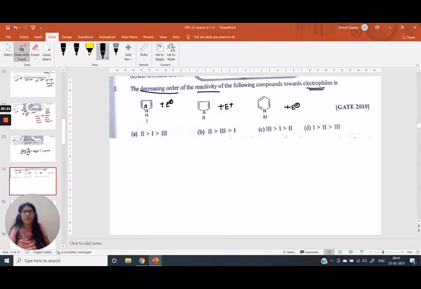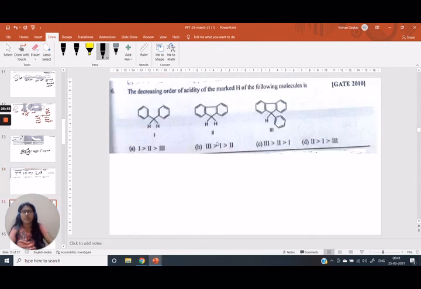Here the lone pair on the nitrogen is involved in the resonance, therefore it does not directly attack the electrophile. But in the case of pyridine, the lone pair is not involved in resonance, it is outside the ring, therefore it directly attacks the electrophile. There also a lone pair is involved in the resonance, therefore the order of reactivity is 1, 2 and 3. Therefore, which option is correct? Option D is correct. Now we can see the next question.